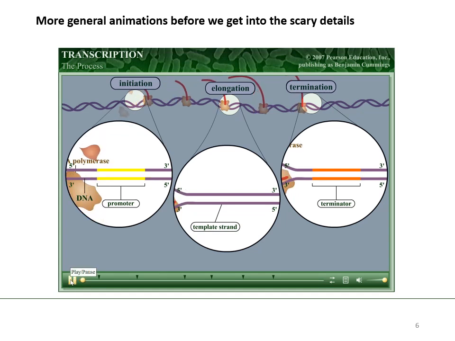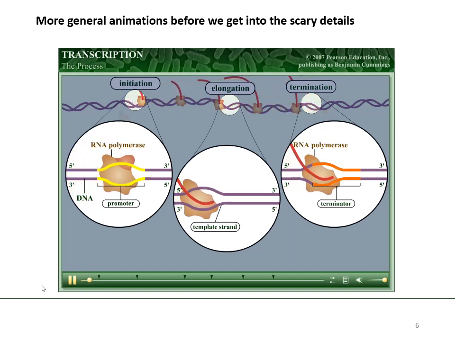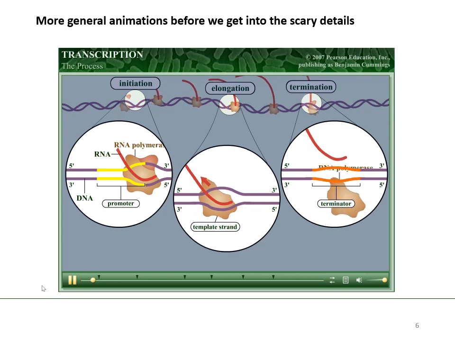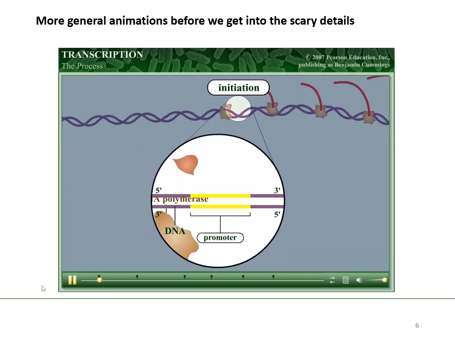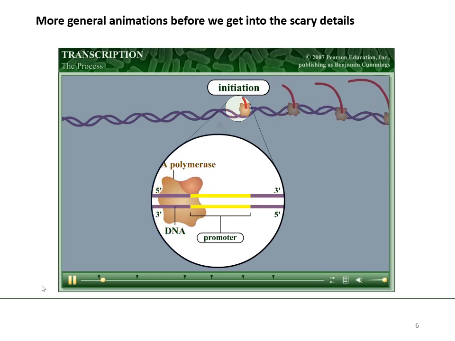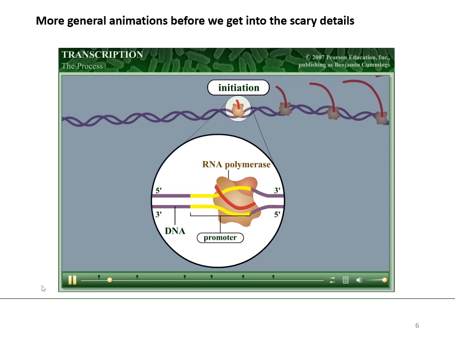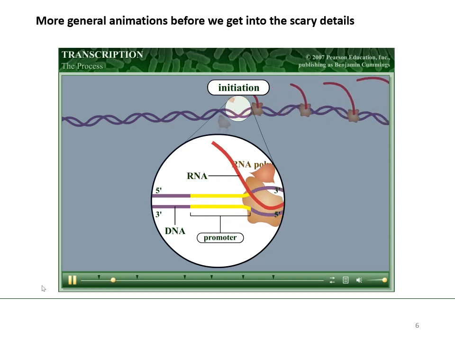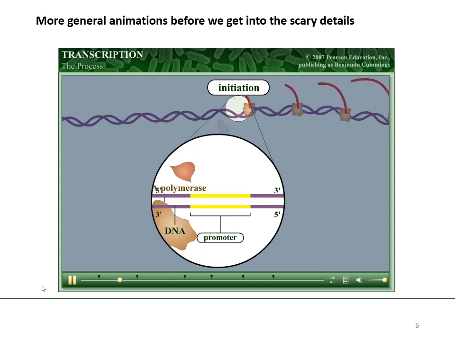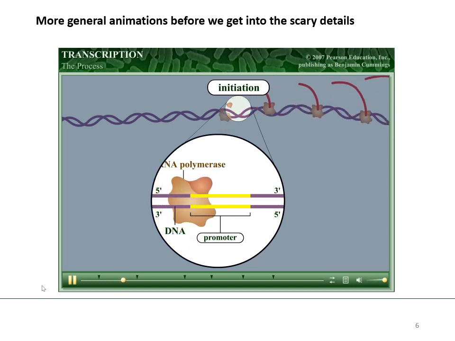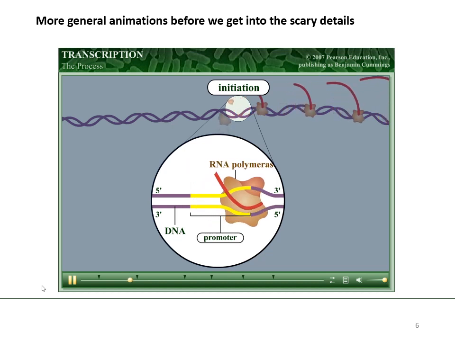There are 3 stages in the process of transcription: initiation, elongation, and termination. Let's see how each stage works. During initiation, RNA polymerase binds to the DNA and recognizes a site called a promoter at the 3' end of the template strand of the target gene. When RNA polymerase finds a promoter, it breaks the hydrogen bonds holding the DNA strands together at the site of the promoter, and transcription begins.